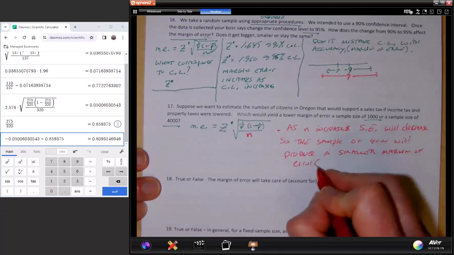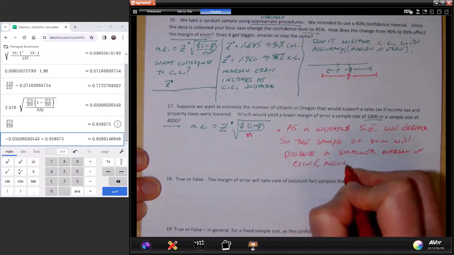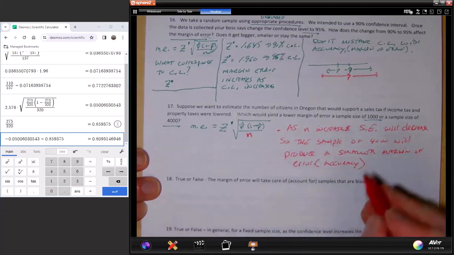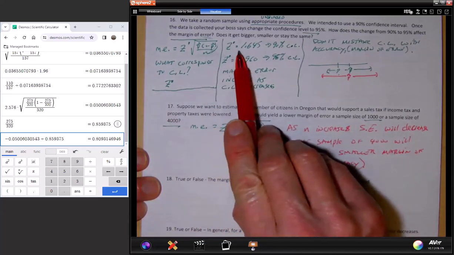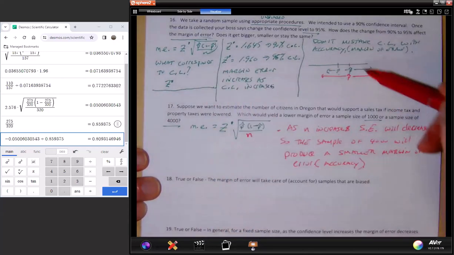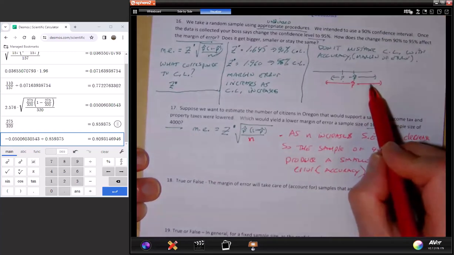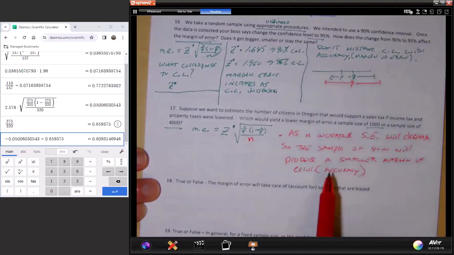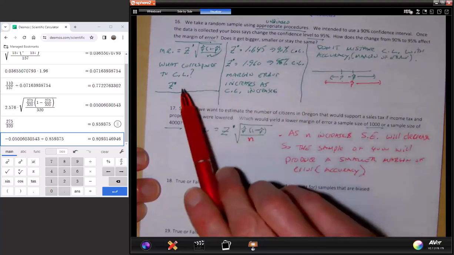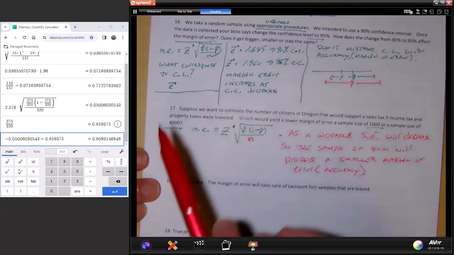And notice now this is about accuracy. Like, how close am I? So the confidence level has to do with how likely we are to capture this, but it's not about accuracy. As a matter of fact, the accuracy gets worse as you make that confidence level higher. Let me back that up. The confidence level has nothing to do with accuracy.